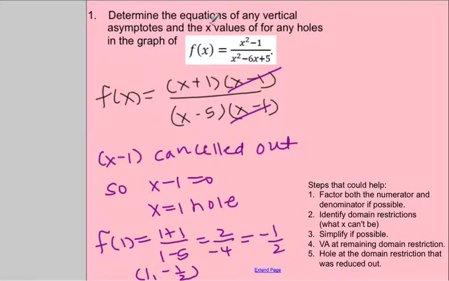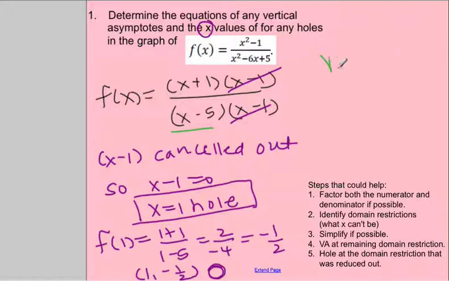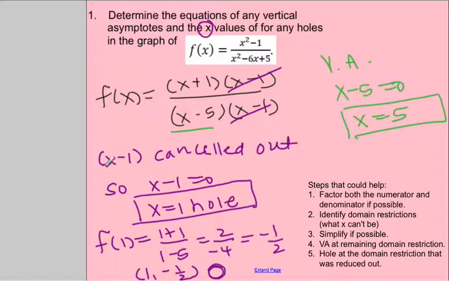So graphically, I would have a hole at 1, negative 1/2. Notice my directions will only ask for the x value, so you'd only have to tell me that, but if you were graphing, you'd want to plot this point and put a hole there. Okay, so there is my hole. Now let's look at the vertical asymptote. The vertical asymptote comes from setting the other piece in the denominator equal to 0. So I would have x minus 5 equals 0, so x equals 5. This is my vertical asymptote. Remember, what cancels out, that's where your hole comes from. What's left after you do the canceling, that is where your vertical asymptote is.